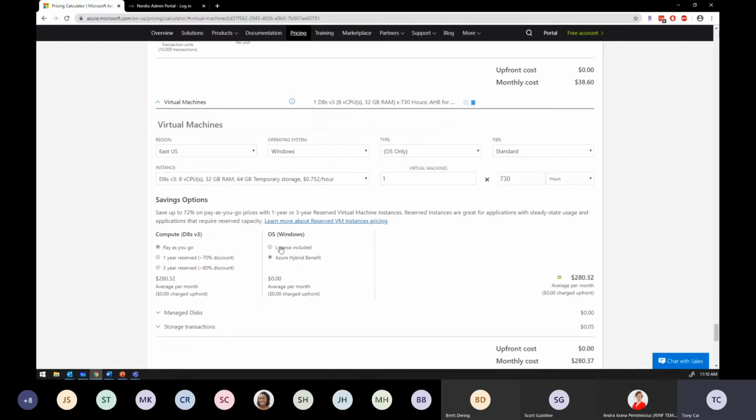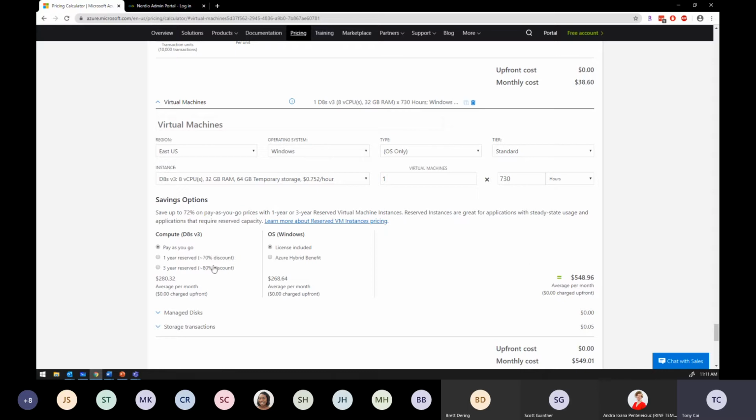So a D8 SV3 machine running 24 hours a day for an entire month, which is 730 hours, costs you $548 per month, right? So $548 per month is quite expensive for an 8-core 32 gig of RAM, right? So you can probably buy hardware for that, and at this rate, you'd pay for it in no time, which is why most people think Azure is expensive, right?